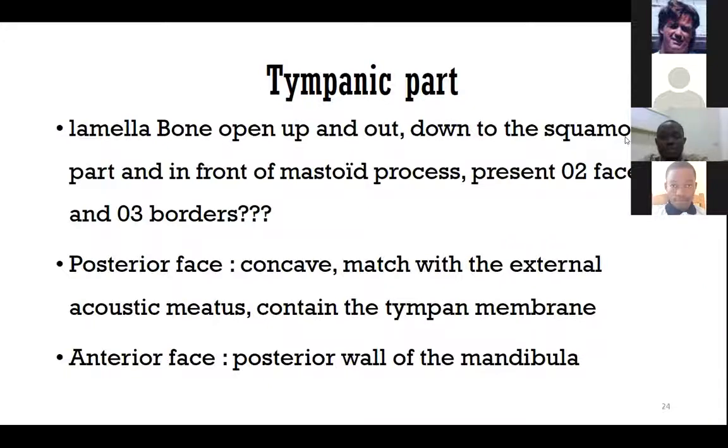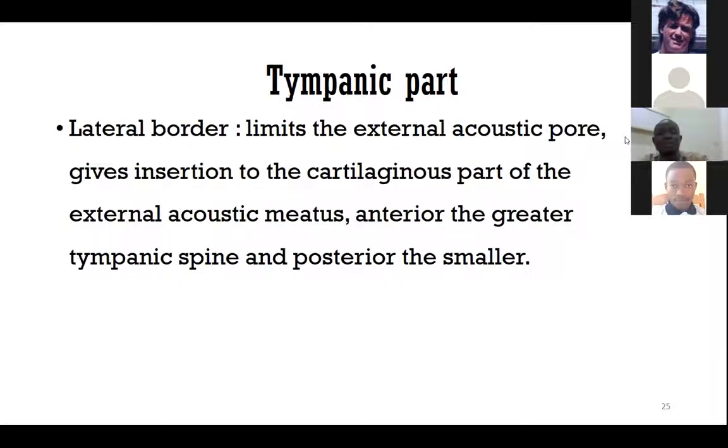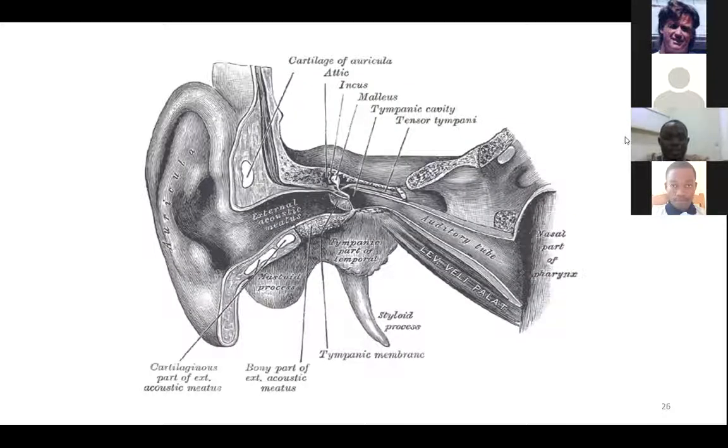It presents two faces and three borders. The posterior face of the tympanic part is concave. It matches with the external acoustic meatus and contains the tympanic membrane. The anterior face constitutes the posterior wall of the mandibular fossa. The lateral border limits the external acoustic pore and gives insertion to the cartilaginous part of the external acoustic meatus. Anterior, the greater tympanic spine, and posterior, the smaller tympanic spine. Here we can see the cartilaginous part of the external acoustic meatus. That is a part of the tympanic part of the temporal bone.